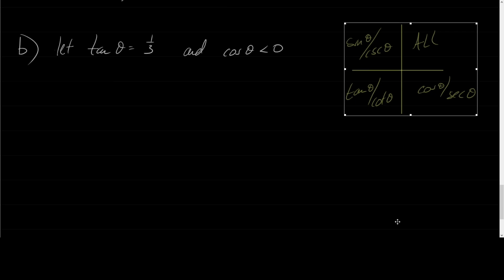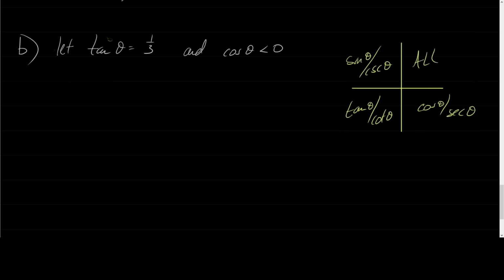So at this point, we want tangent to be positive. Tangent is positive in the third and the first quadrant. But now we've got cosine being negative, cosine being less than 0. Well, that must be in the third quadrant, because we can't be in the first quadrant, where everything is positive. So when we go ahead and draw our triangle here, let's do it this way in white.